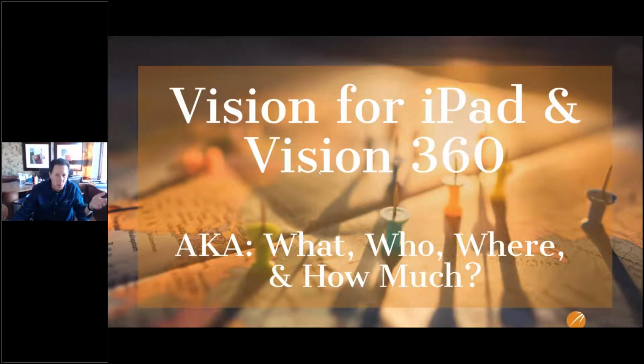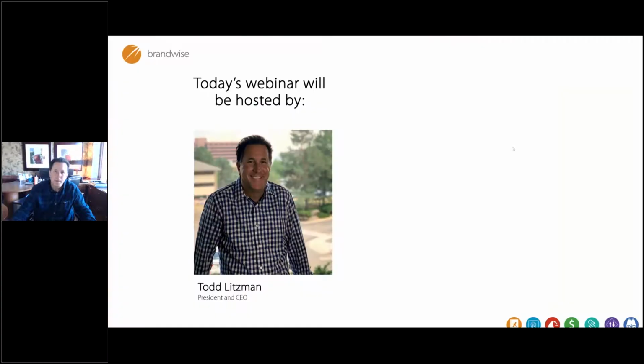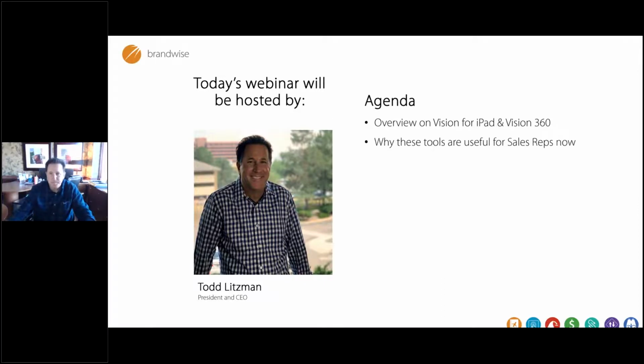So, you know, what, who, where, and how much. That's really the key of these analytics, being able to look at stuff holistically in your territory all the way down to a specific retailer. So we're going to go through an overview of Vision for iPad and Vision 360, and I'll show you the difference between the two, and you can get to each of them the same way. One is more specific to a customer and the other is more territory based.